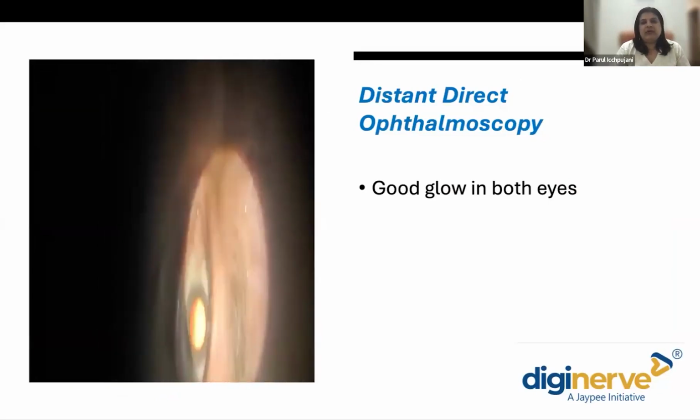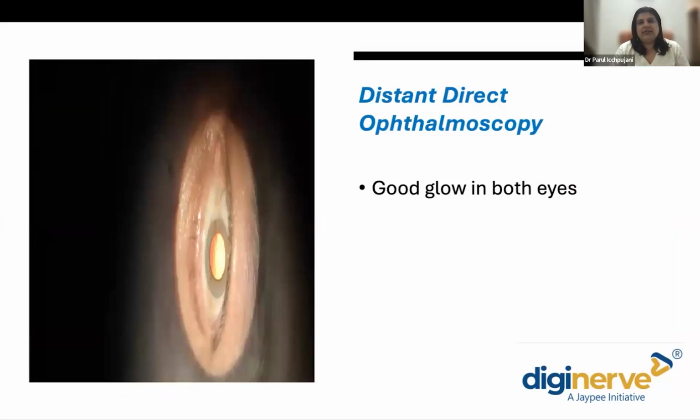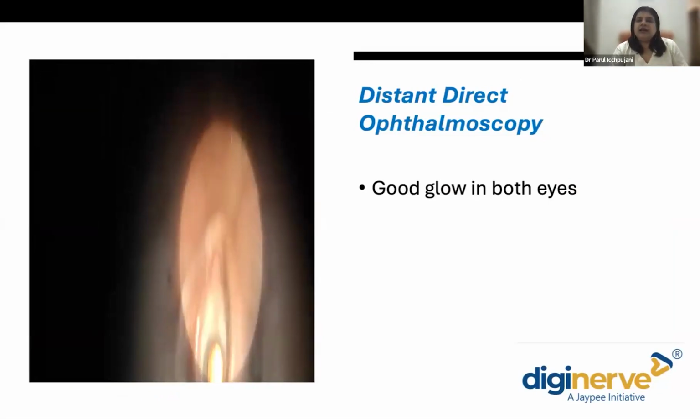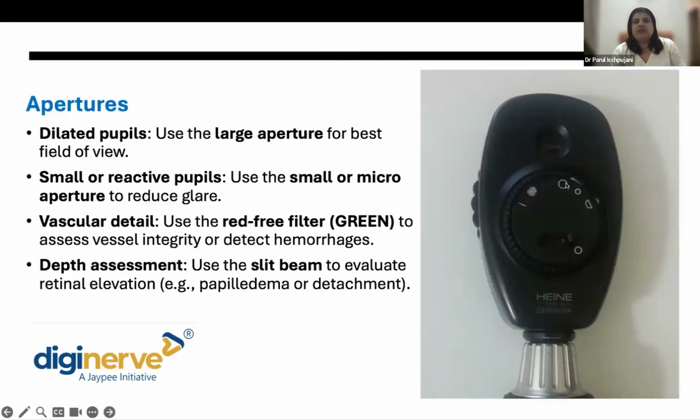So using this DO, we can also do distant direct ophthalmoscopy. Now, this direct ophthalmoscope has apertures of several sizes. It's important for you to know that dilated pupils are seen by the large aperture. The small or reactive pupils are seen using the small aperture. And if you're looking at the vascular details, or if you want to look at the retinal nerve fiber layer, then we need to use a red-green filter.